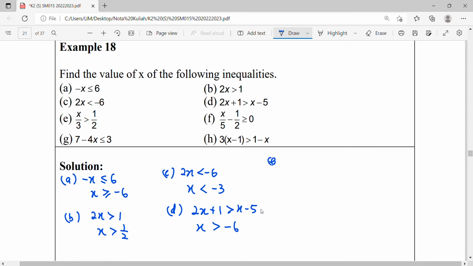For question E, you want to find x, so you will multiply with 3. No problem. We just multiply it to the right hand side. It will become 3/2.